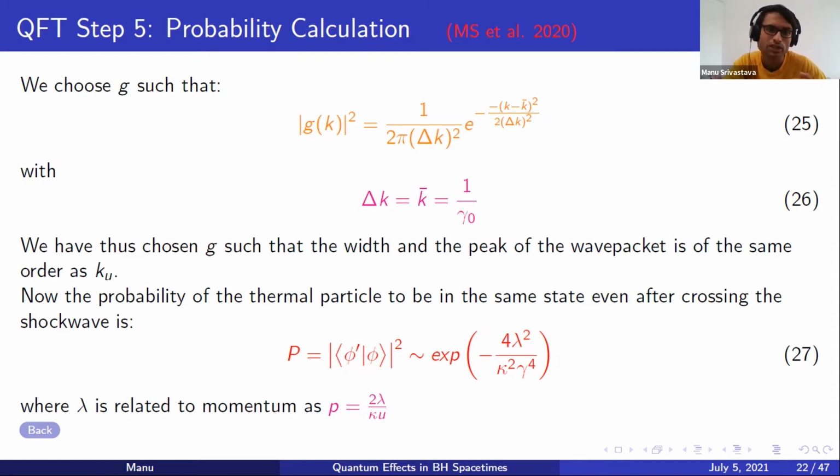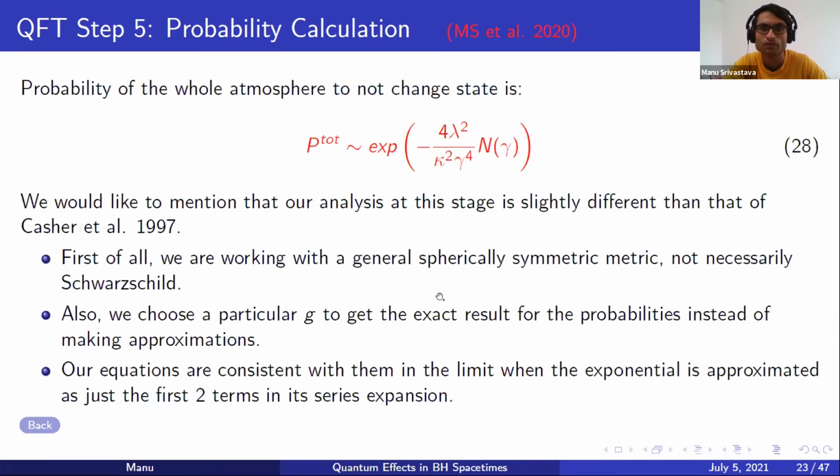Now, if we want the whole thermal atmosphere to be in the same state, what we do is we multiply the probabilities of each of the relevant modes. And each of the relevant modes brings in this extra n of gamma factor. N of gamma is the number of relevant modes. So in this slide, I have just highlighted some differences from Casher's analysis.